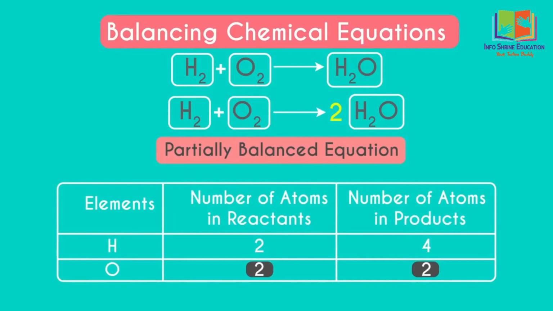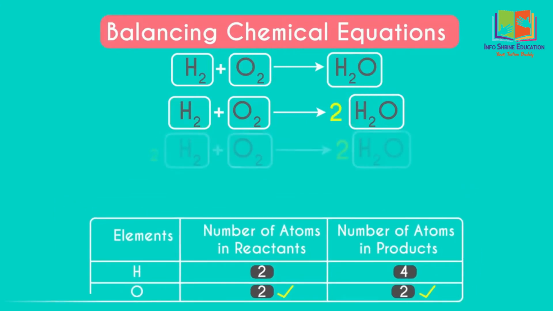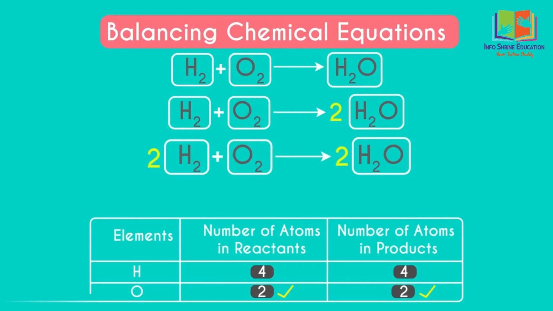But what about hydrogen? When we multiplied this compound with 2, what happened? The number of oxygen atoms were equal on each side, but what about hydrogen atoms? The number of hydrogen atoms on the right became 4. And what's the number of hydrogen atoms on the left? It's 2. So how do you think we can balance the hydrogen atoms now? We can multiply the hydrogen on the left-hand side with 2 to get this.